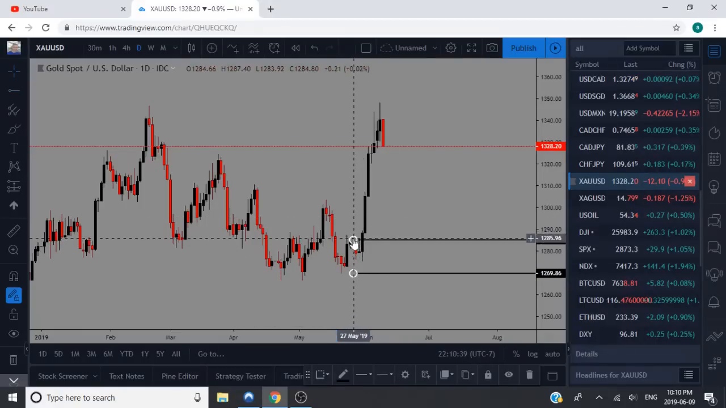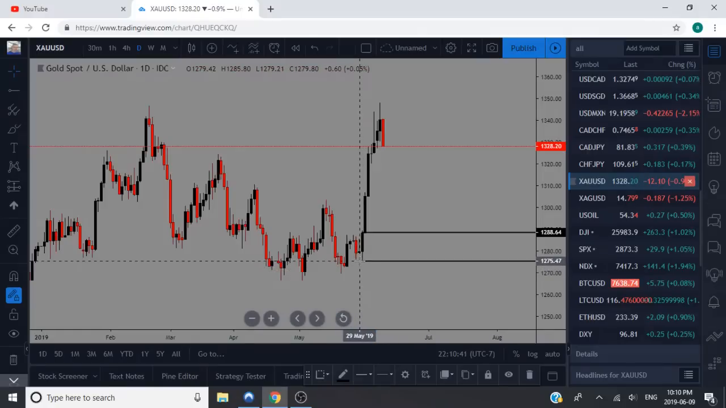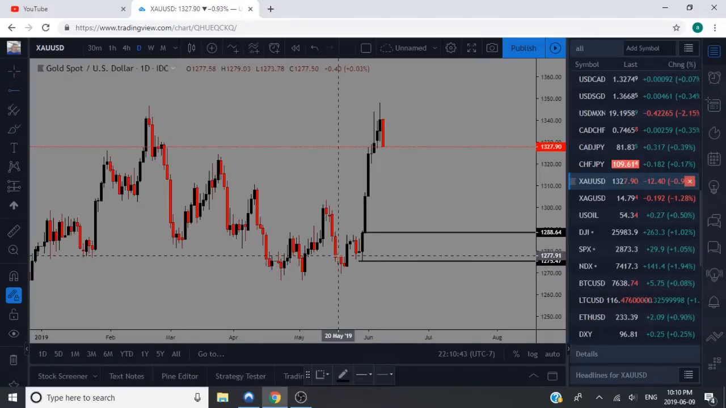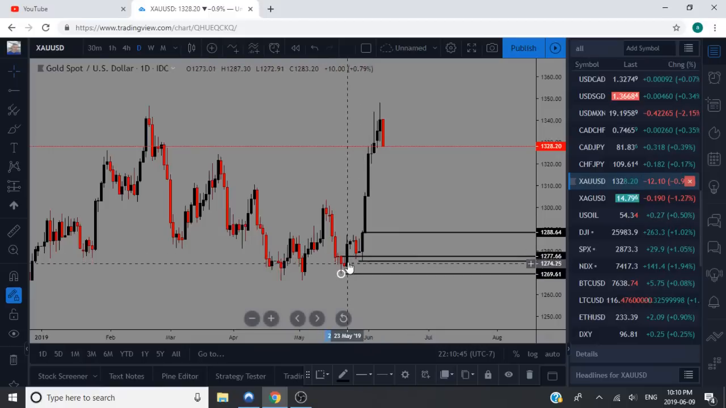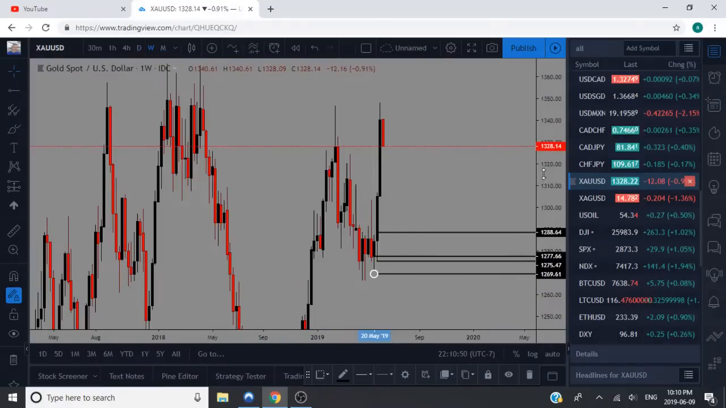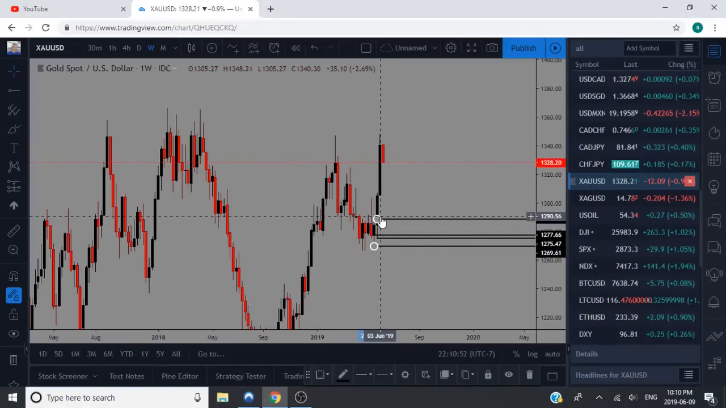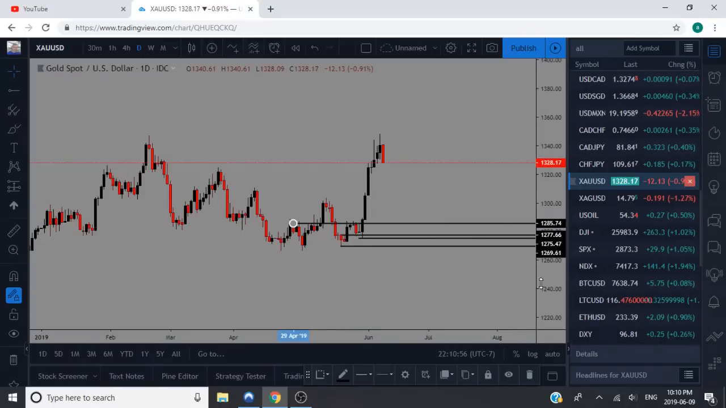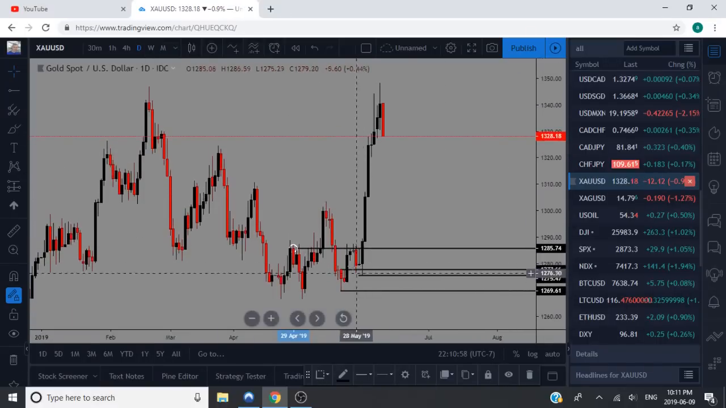I'm not a big fan of that wick. If you want, you could draw it like that, or you could say the origin of this move was here, but it is tested now. I'm sure it looks pretty good on the weekly. Yeah, so on the weekly chart, probably bring it down like that as an area of buying.